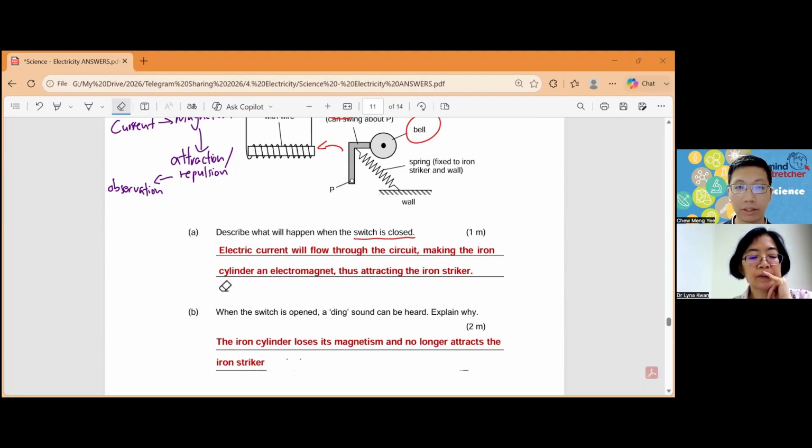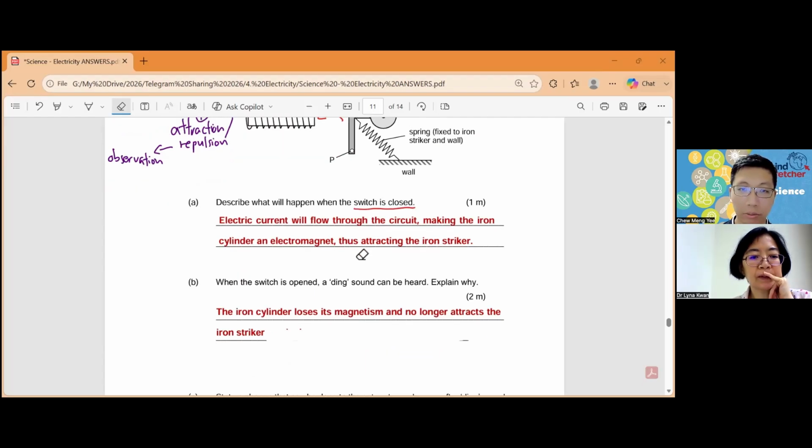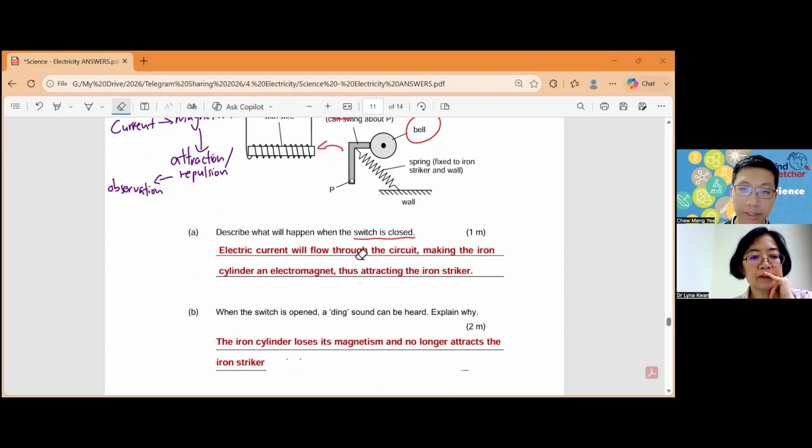So what's the next thing that happens? Now many of you will miss out on the spring. Many of you will miss out on the spring. Not string, spring. The iron striker will be released. What do you mean by that? You have to talk about the spring. The spring is there for a reason.